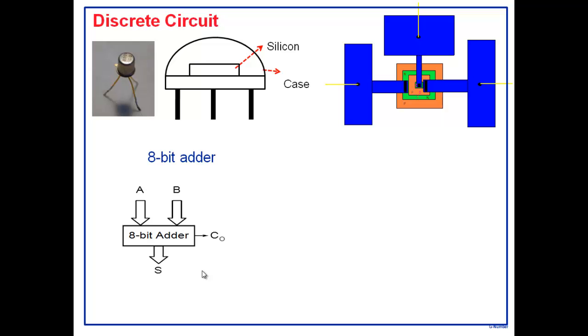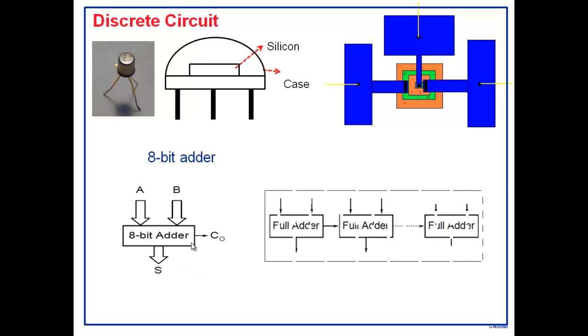And as we'll see, a very simple way of doing this 8-bit adder is that you take a full adder. A full adder is nothing but it adds up 3 bits. Okay, 3 bits. I've not shown an input bit here.